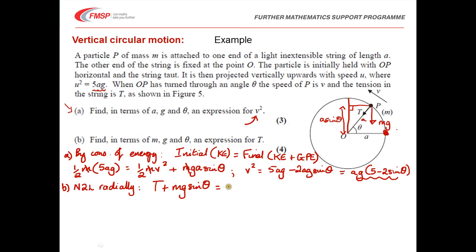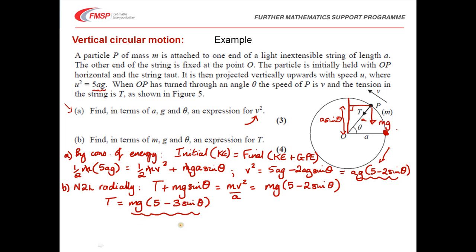Using Newton's second law, that's got to be mass times acceleration, so I'm going to use mv squared over a, so v squared over r, the acceleration towards the centre. And I'm going to substitute in my expression for v squared from part A, and that's going to give me mg, the a's cancel, 5 minus 2 sine theta. Then all I need to do is rearrange that by taking mg sine theta away from both sides. That's going to give me T equals mg times 5 minus 3 sine theta, and that's my expression for the tension.